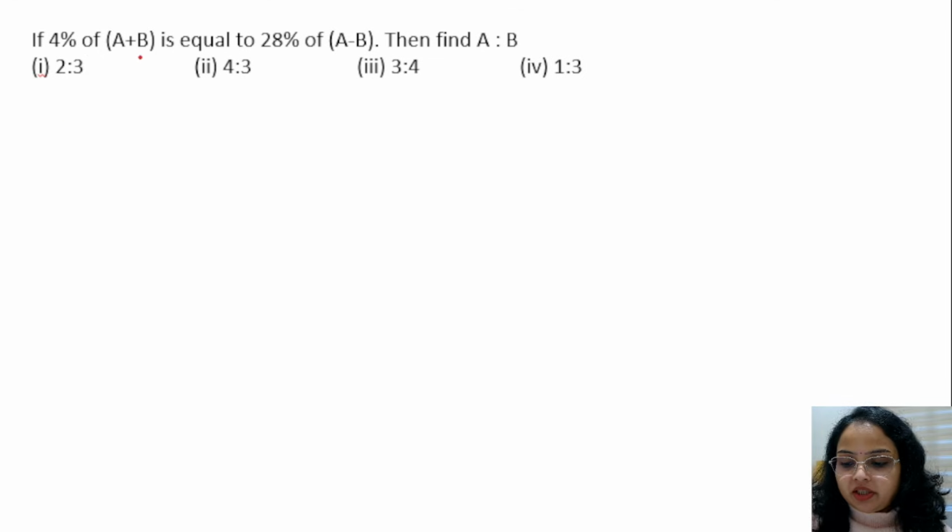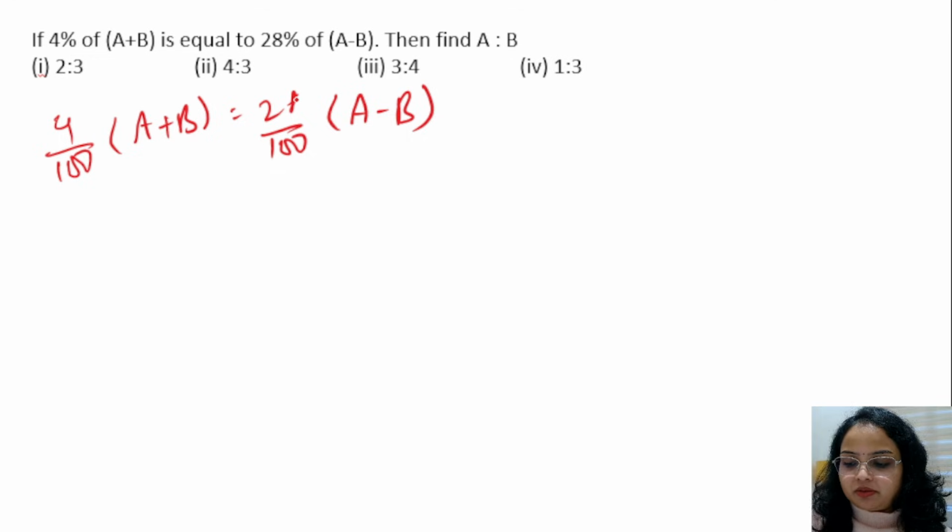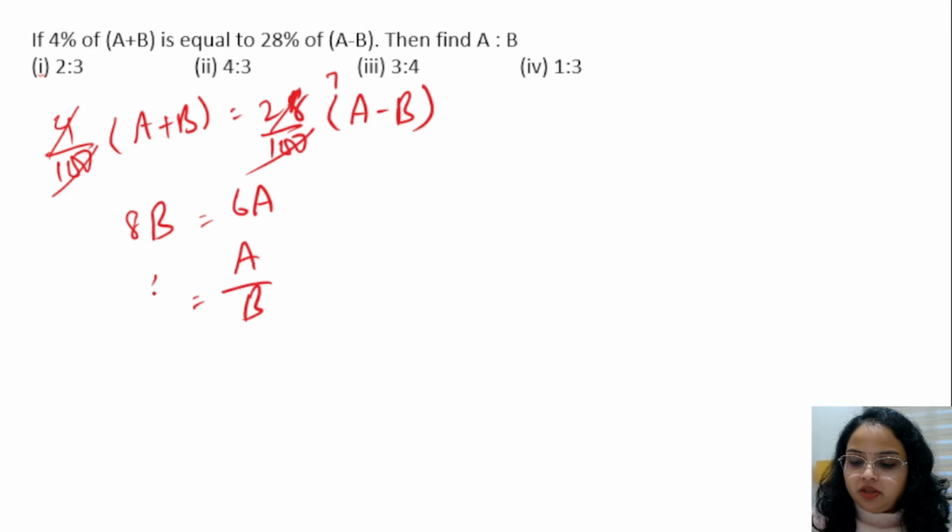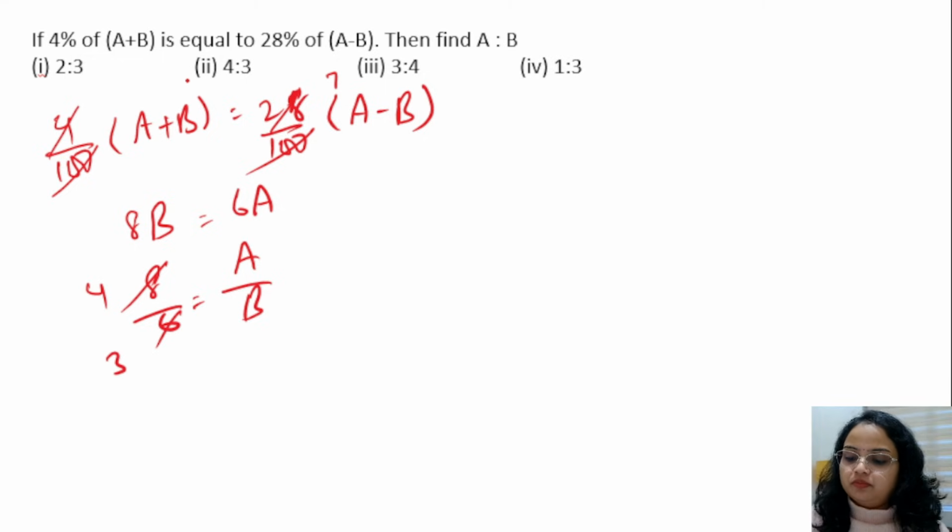Next one. If 4% of A plus B is equal to 28% of A minus B, we'll simplify 4 into 7 here. Here it will be 6A is equal to 8B. So here A by B is equal to 8 by 6. It is 4 by 3. A is to B ratio is 4 is to 3.